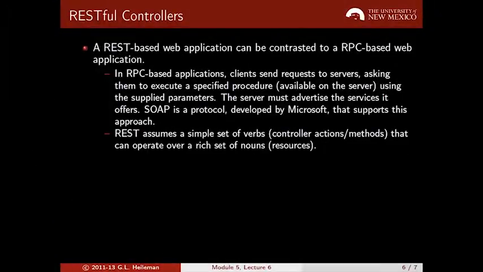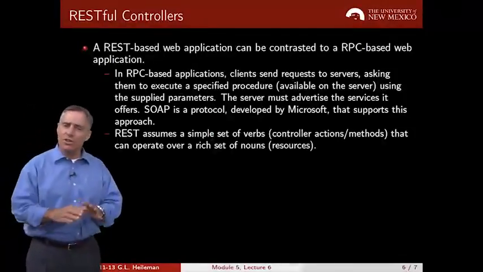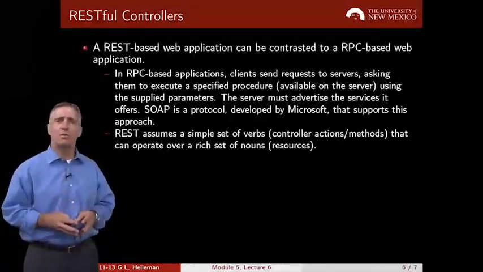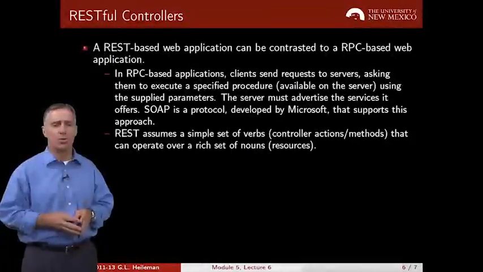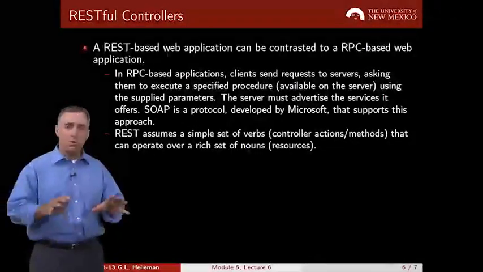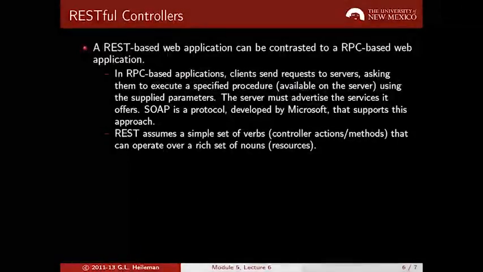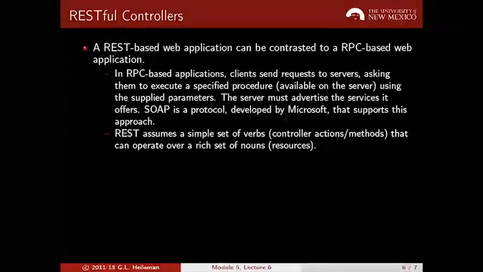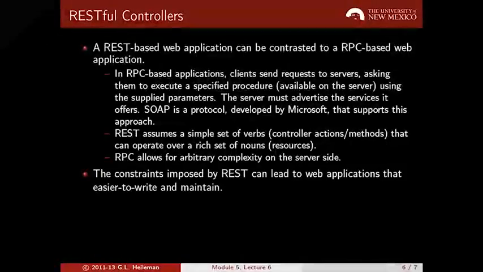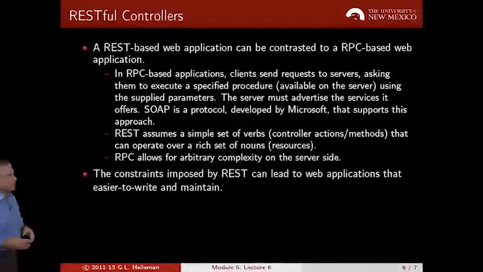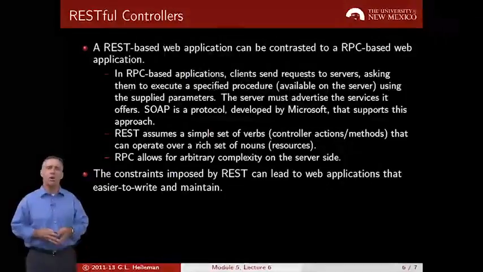Again, this is contrasted to REST, where you've got just a very simple set of verbs, and in our case, these end up being controller actions or methods, and sometimes you see action or method used in this Rails world, that operate over a very rich set of resources. So the richness is on the resources or noun side of it, but you restrict the verbs. If you think about it, an RPC approach is kind of the opposite. There's a rich set of verbs that you apply in this case. So REST constrains things, and these constraints can lead to web applications that are much easier to write and maintain.